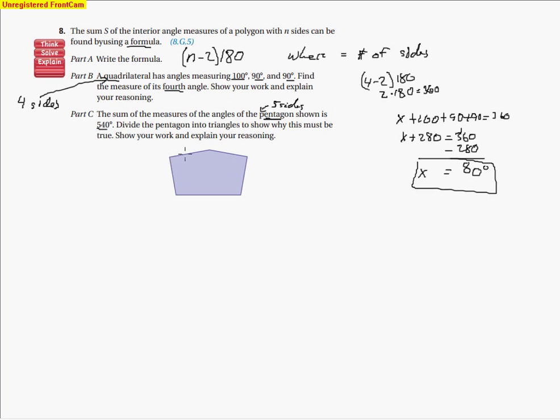So if I go ahead and do it this way, there's one triangle. So this triangle has 180 degrees as the measure of all the angles inside. And then I go ahead and cut this trapezoid into 2 pieces. And so this one has 180 degrees, and this one also has 180 degrees.